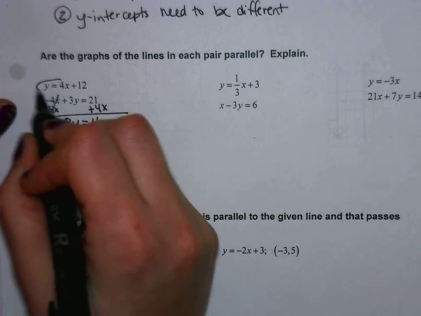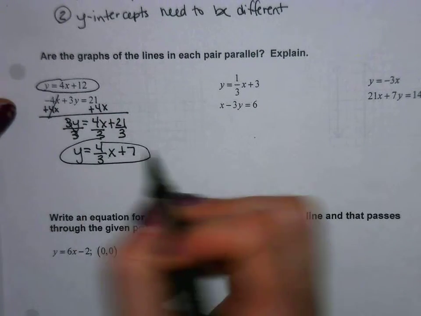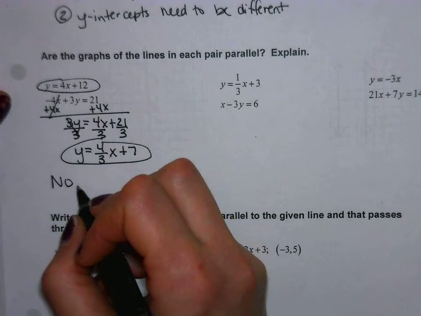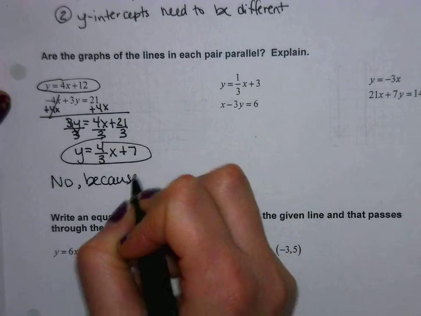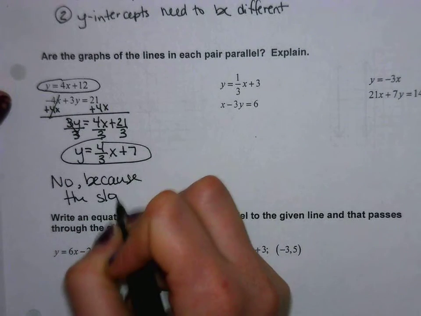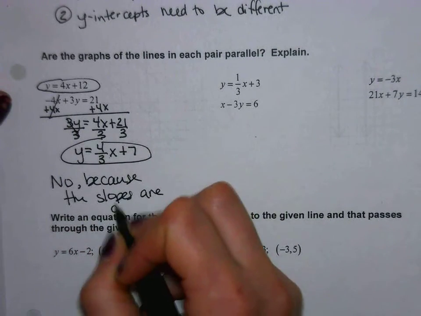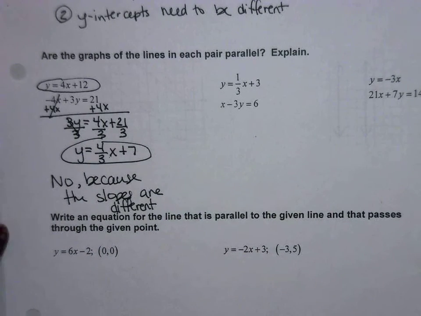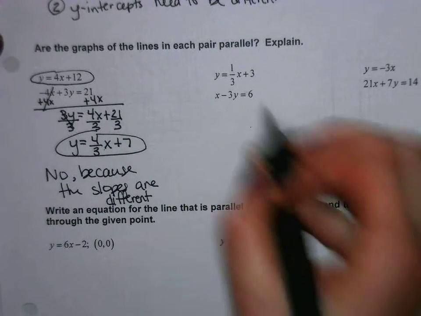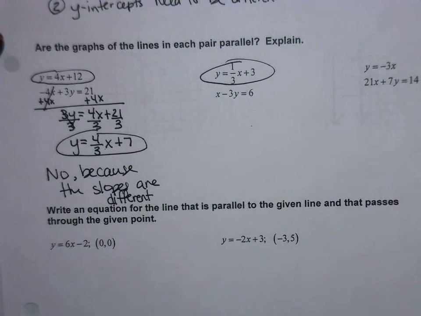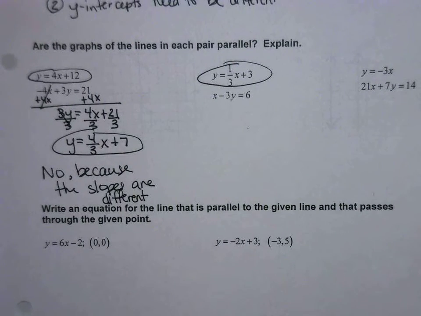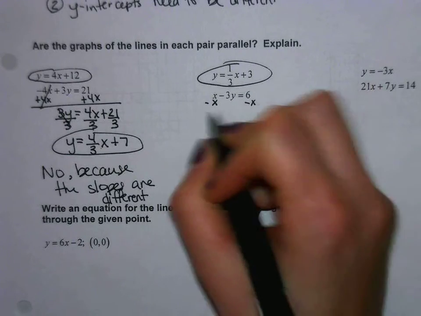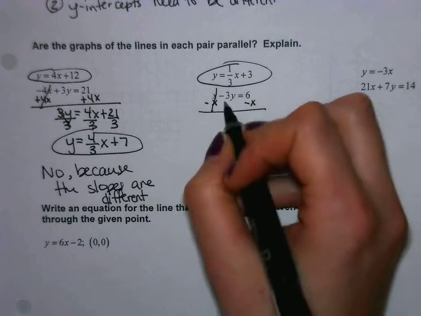So if we look at both of our equations, since our slopes are now different, we can say that no, these lines are not parallel, because the slopes are different. So let's take a look at our second example. Again, we have an equation in slope-intercept form. So now let's take a look at our second equation. We need to subtract x from both sides of the equal sign, so those become 0.